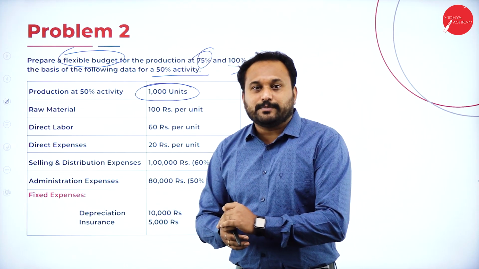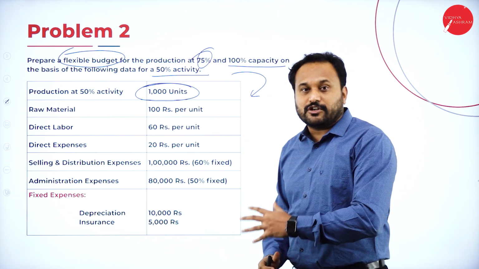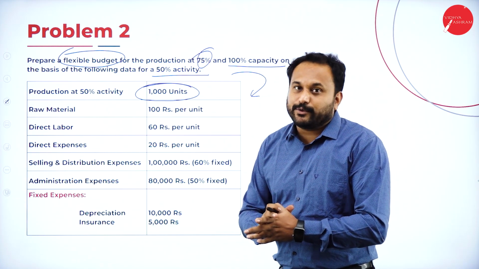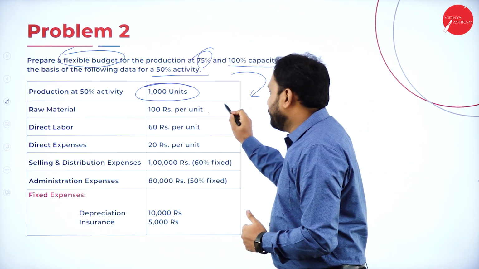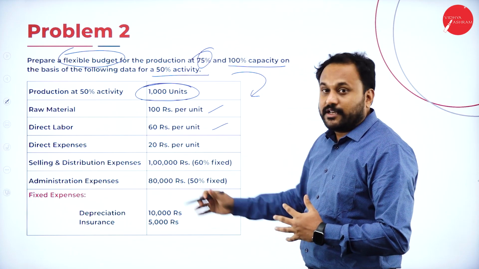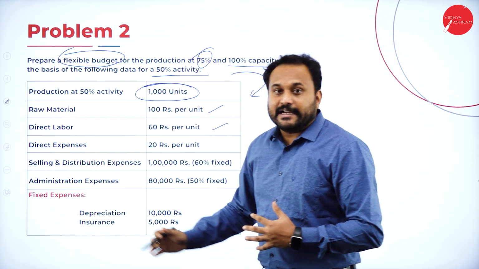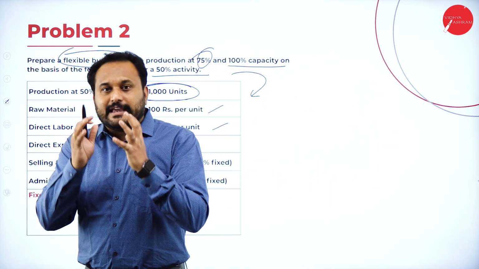So I hope that you people have your notebook. So this is what the question is. You can take a screenshot of the question and let's solve it together. Now raw material is 100 rupees per unit, direct labor 60 rupees per unit. Now whenever you start reading, I'll tell you students, you need to understand the problem very carefully, right?